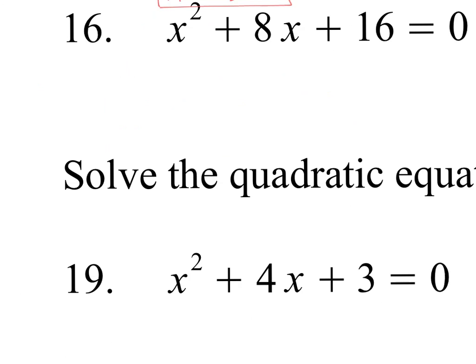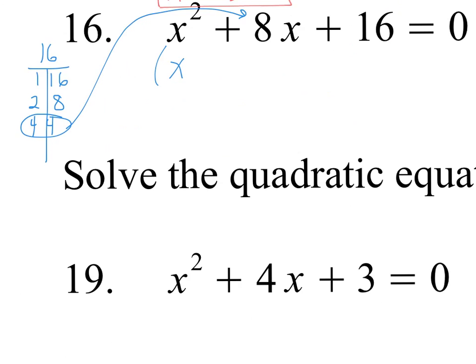Okay, so you need to have 2 numbers that multiply to 16, right? So 16 will be 1 times 16, 2 times 8, and 4 times 4. And 4 times 4 are also what add up to positive 8. So when I factor, I've got x plus 4 times x plus 4.